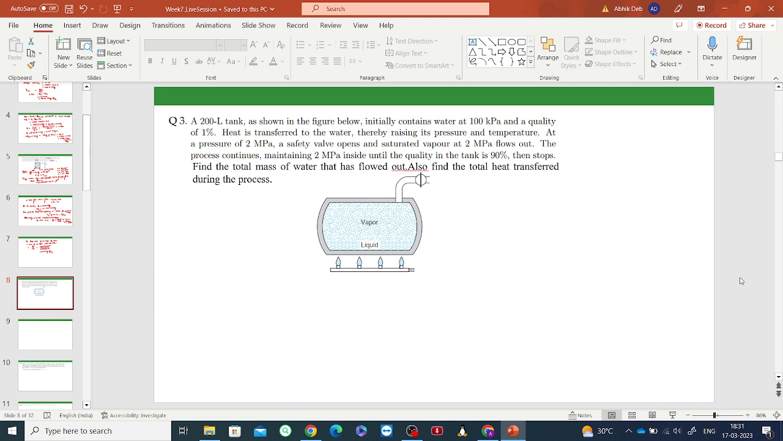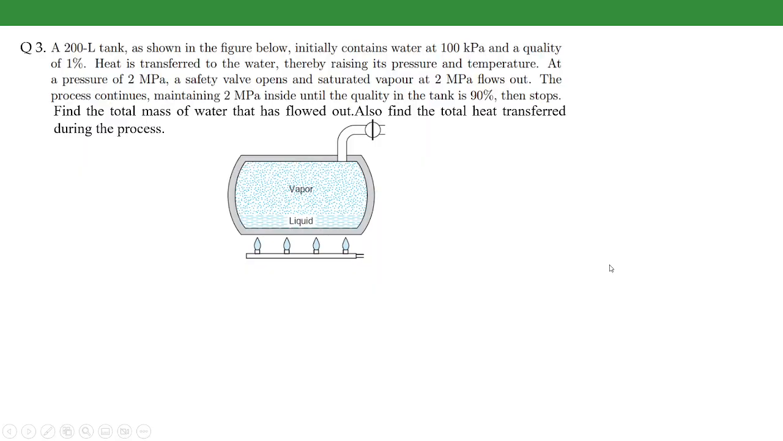Okay, so let us go ahead with the next problem. A 200-liter tank as shown in the figure initially contains water at 100 kilopascal and a quality of 1%. Okay, so that is 1% is vapor. Heat is transferred to water, thereby raising its pressure and temperature.